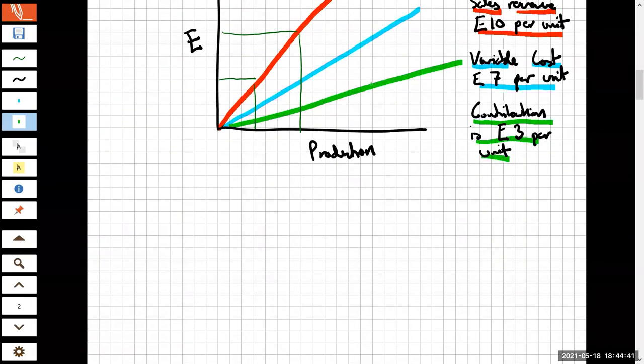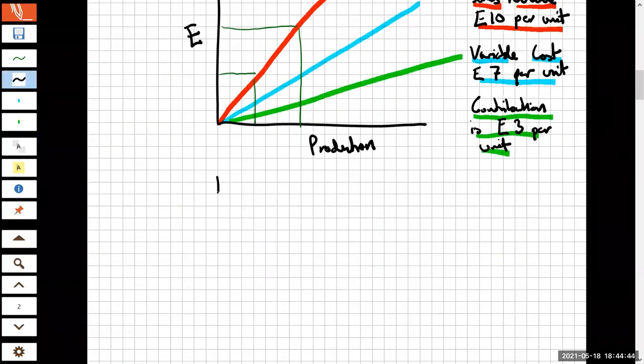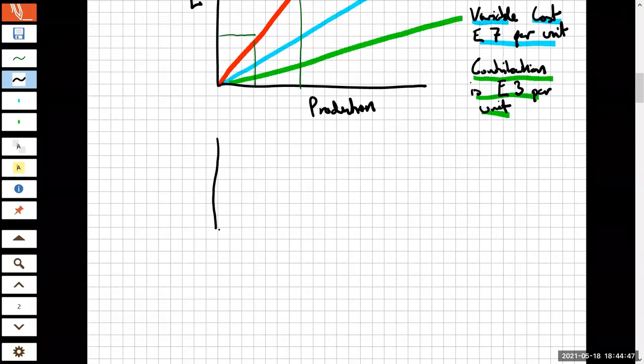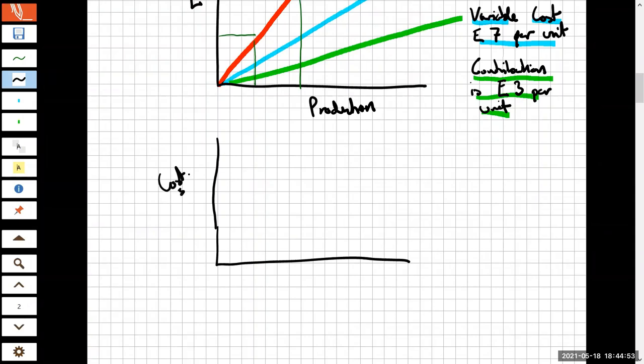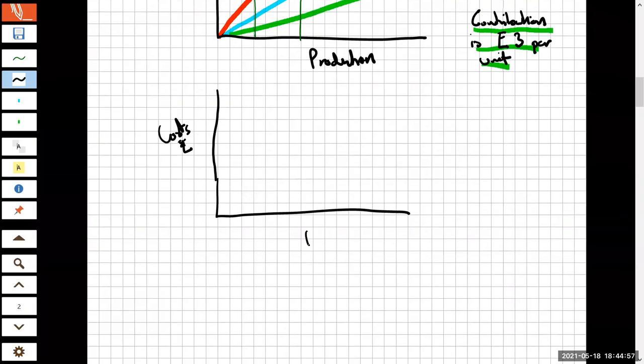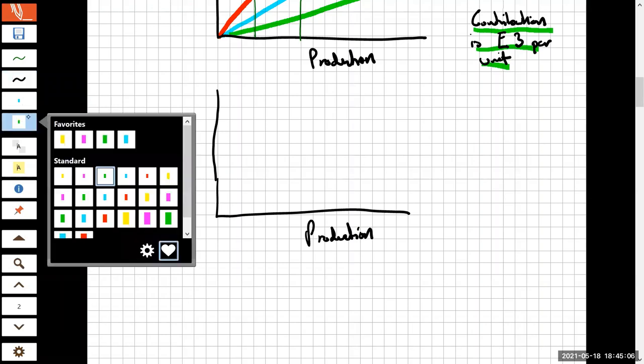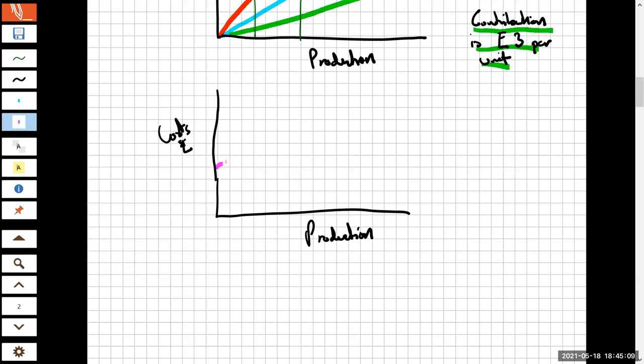So what we can do is have another graph here, and we can say costs in pounds, and production. And what we can say is that all the costs for the business will either be variable or they'll be fixed. So all the costs for the business can be behaved like that, because if they're a mixed cost, you can work out the fixed element and then the variable element, and you can add all the variable elements together. And if you've got lots of fixed costs, you can add all the fixed costs together.